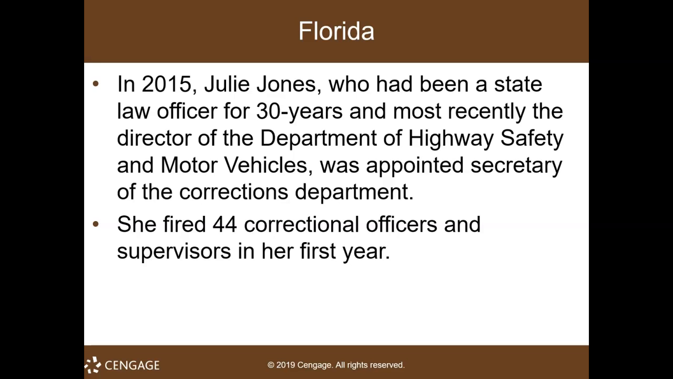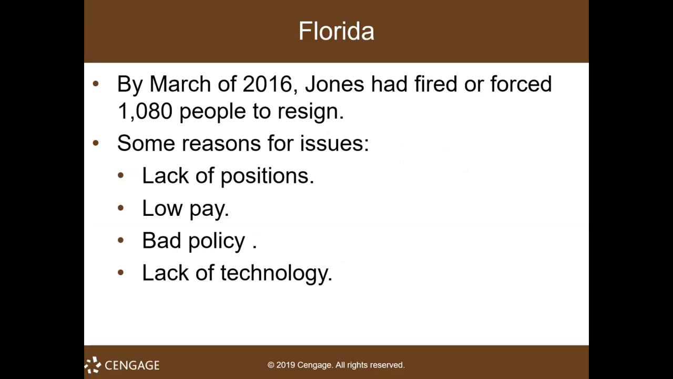Now, in 2015, Julie Jones, who had been a state law officer for a little over 30 years and who was most recently the director of the Department of Highway Safety and Motor Vehicles, was appointed secretary to the Corrections Department, and she ended up firing 44 correctional officers and supervisors in her first year.